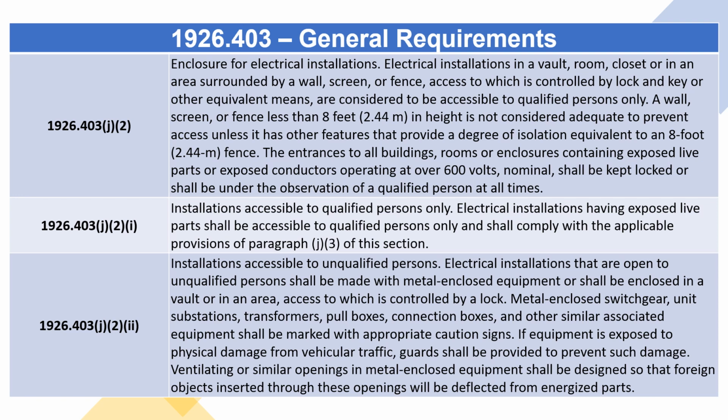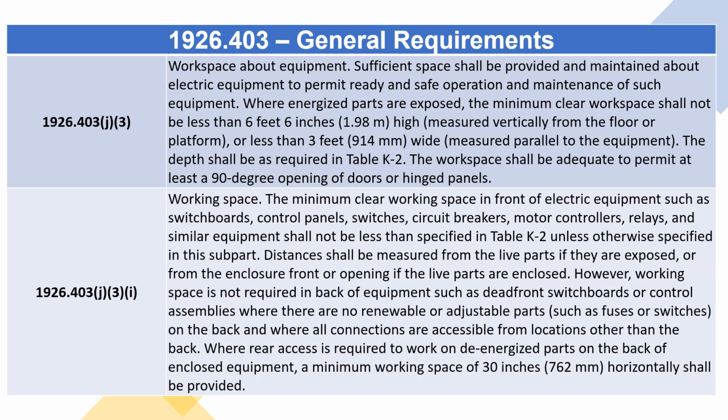Ventilating or similar openings in metal enclosed equipment shall be designed so that foreign objects inserted through these openings will be deflected from energized parts. 1926.403 J3 Workspace about equipment. Sufficient space shall be provided and maintained about electric equipment to permit ready and safe operation and maintenance of such equipment.